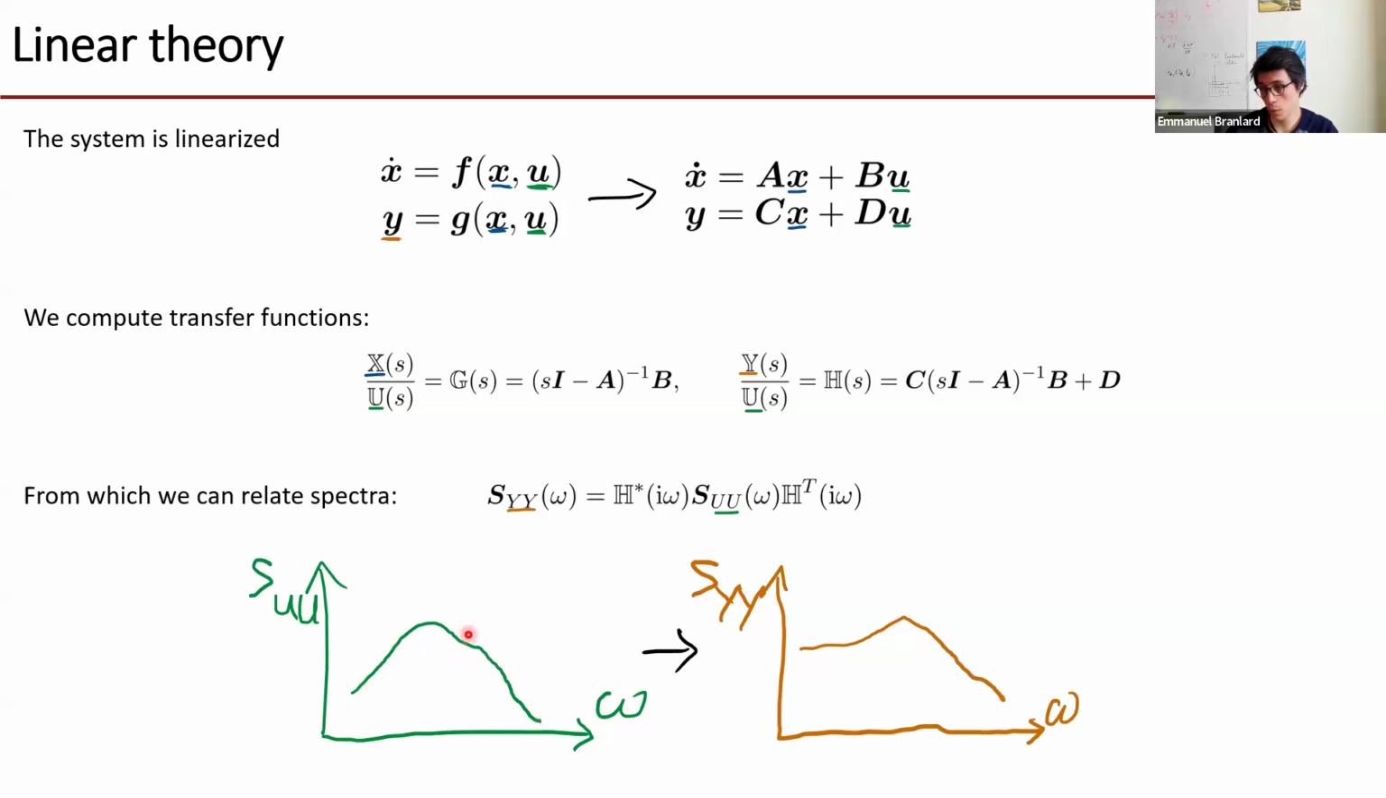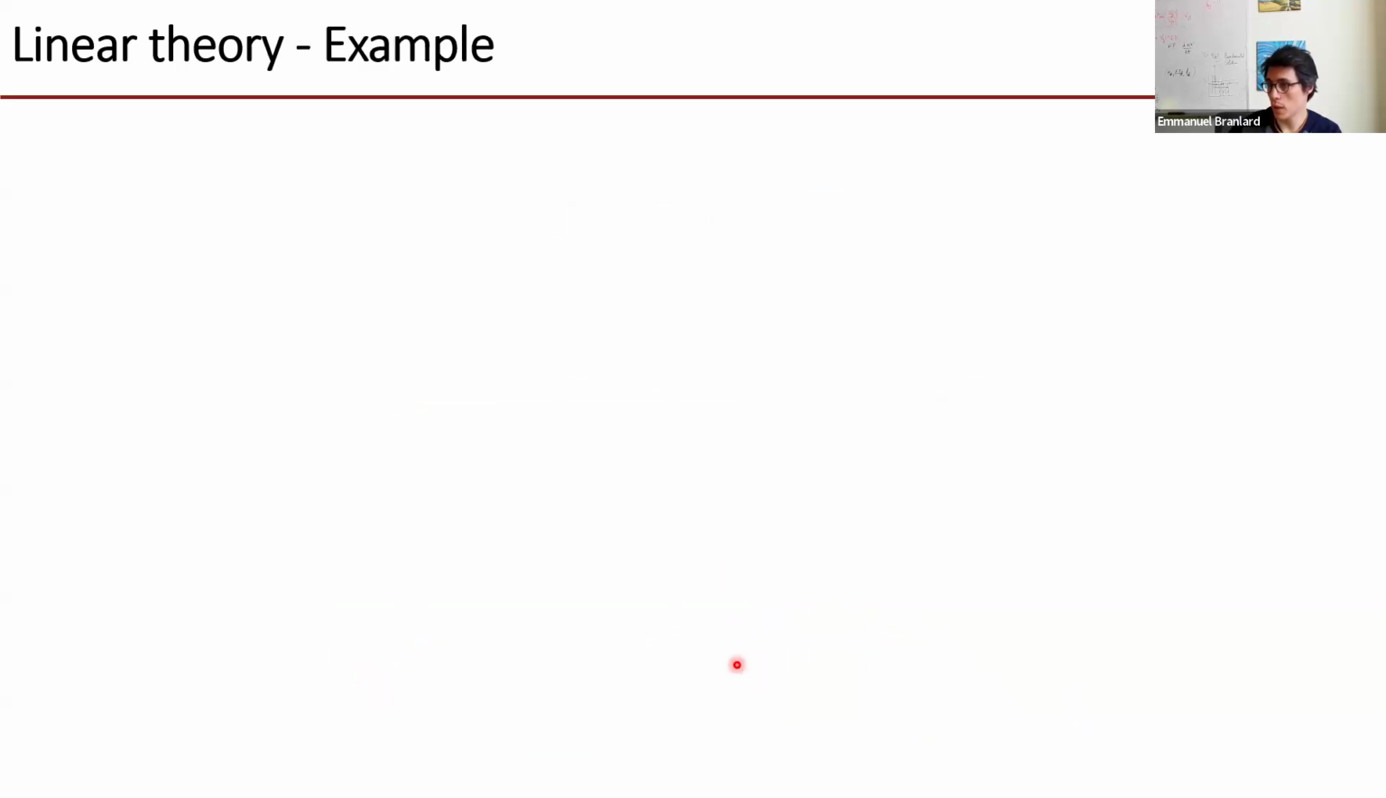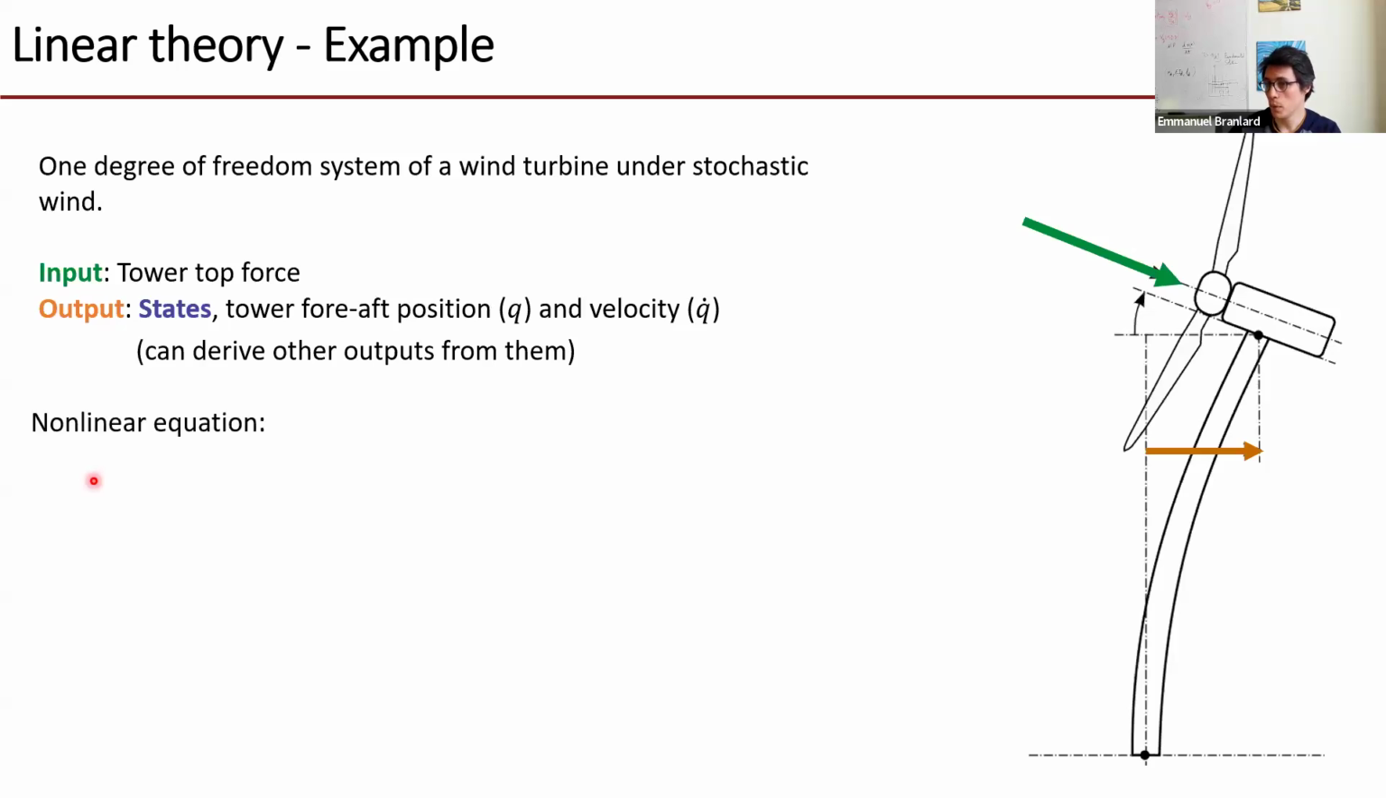So, which is great. This is almost what we wanted. We have the spectrum of our input, and we get the spectrum of our output without having to run any simulation. A simple example is the one I'm using in this talk. I have an input, the tower top force, which is my thrust force. As an output, I have the state vector, which is the tower position. Again, I'm using a 1 degree of freedom bending mode for the tower. The idea is that if I know the position and velocity of the tower, I can find the bending moment in the tower. So it is a proxy to get the tower bottom moment.